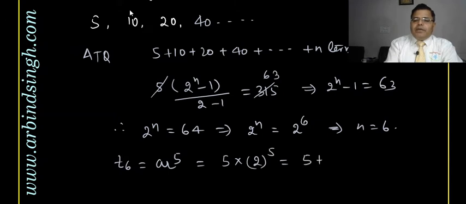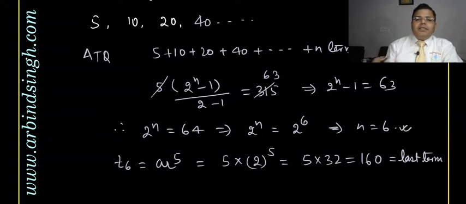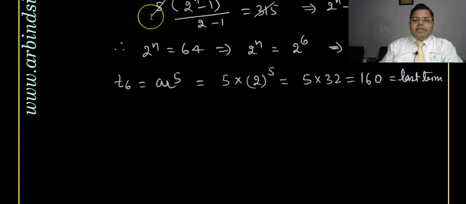5 into 32 is equal to 160. So the last term is 160 and the number of terms is 6. So this is an easy one. You can do that right now.